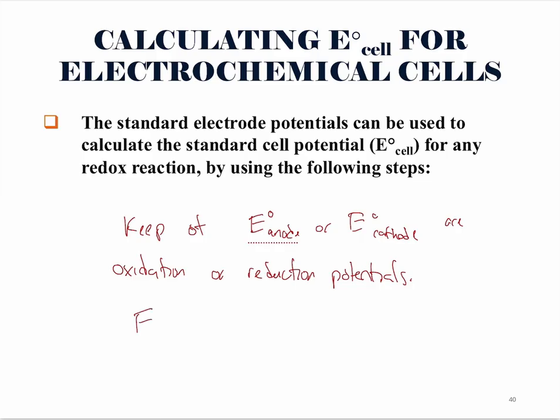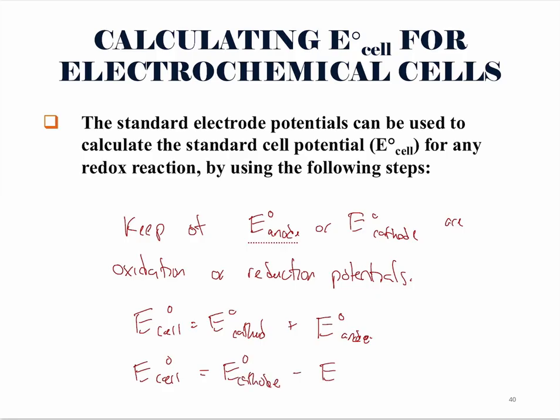Really it's going to come down to, are you going to use that the cell is the addition of the cathode plus the anode, or you'll define the cell as the subtraction of the final state minus the initial state.